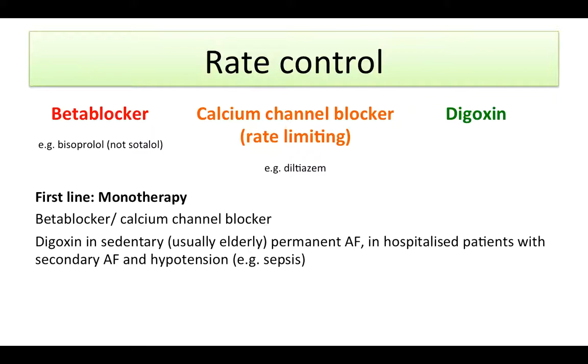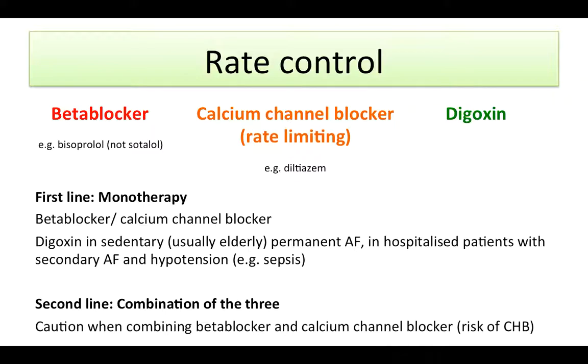However, for patients with atrial fibrillation, normally we use digoxin for patients with permanent atrial fibrillation, and it's better to use it in patients who are sedentary, because it doesn't seem to work very well when people are ambulatory. So usually we reserve them for the sedentary patients with permanent AF, and these are usually older patients. So the first line is monotherapy, and the second line is a combination of two of them.